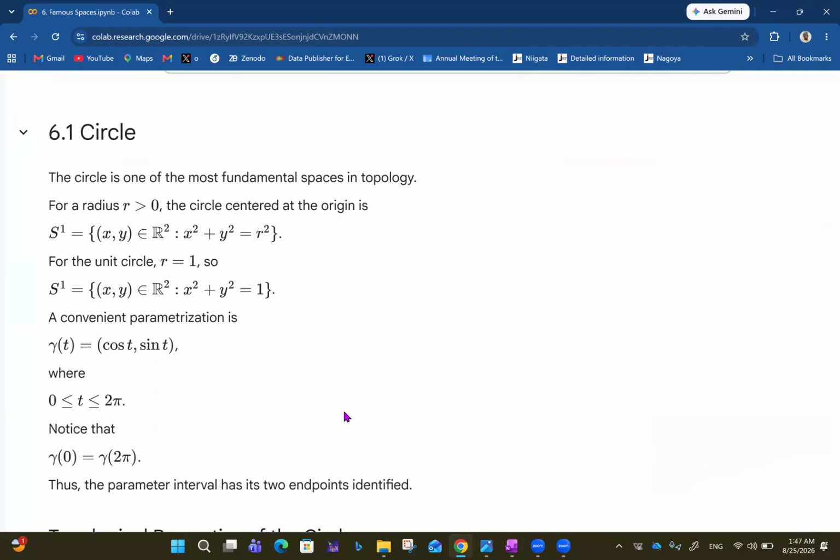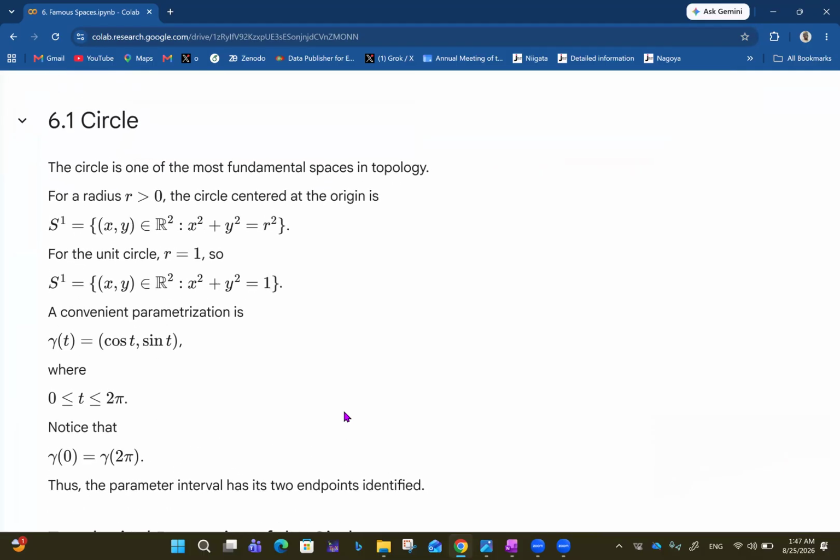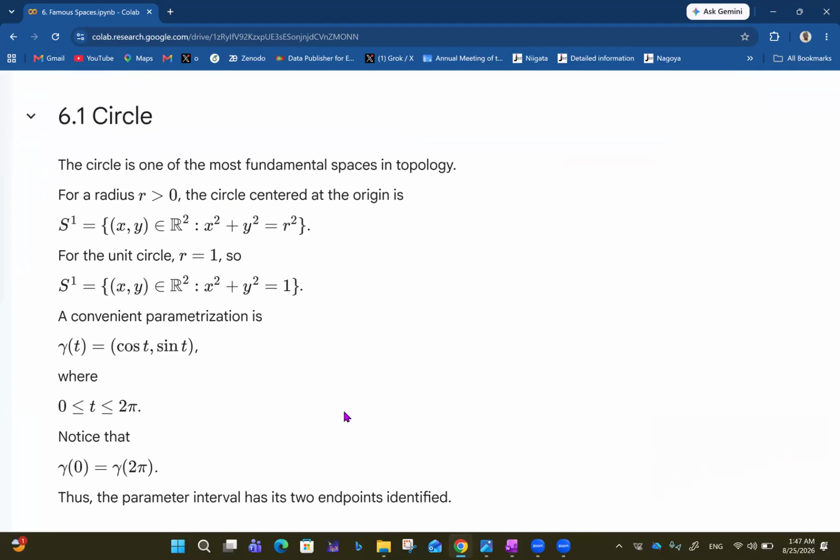Now, let's talk about a circle. We'll pick them one after the other. The circle is one of the most fundamental spaces in topology. For a radius r greater than 0, the circle centered at the origin is S1, which is the collection of all (x, y) which are real, such that x squared plus y squared is equal to r squared. This is the standard equation of a circle centered at the origin. So for the unit circle, r equals 1.